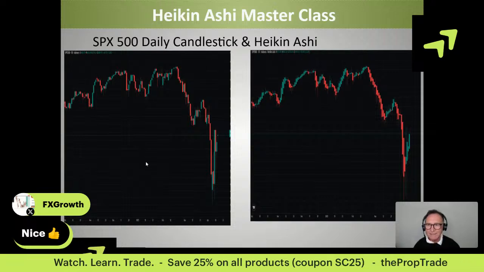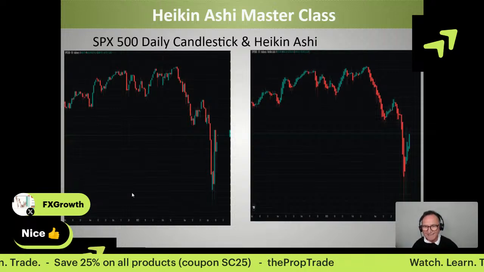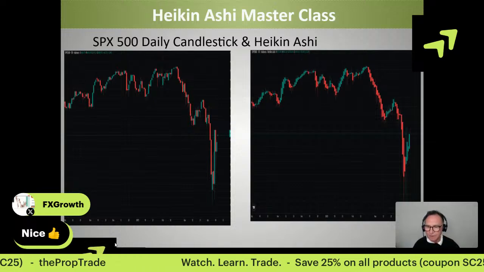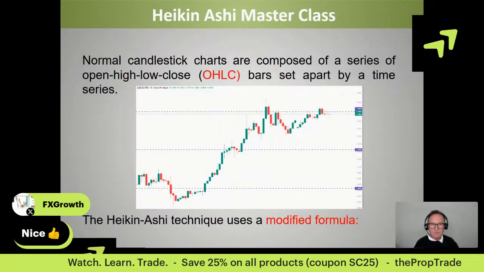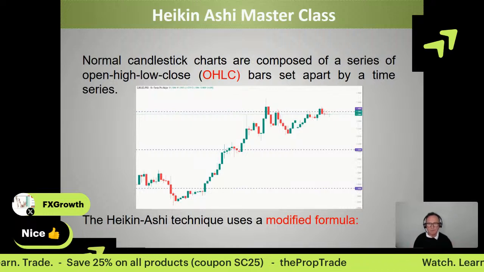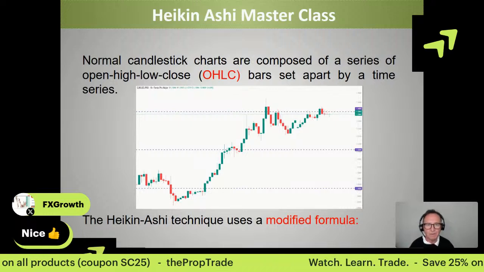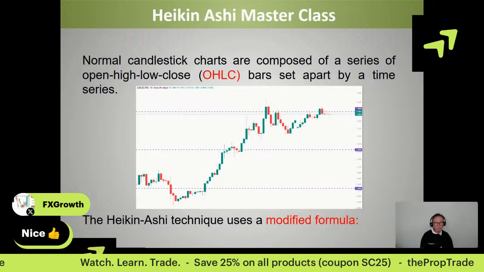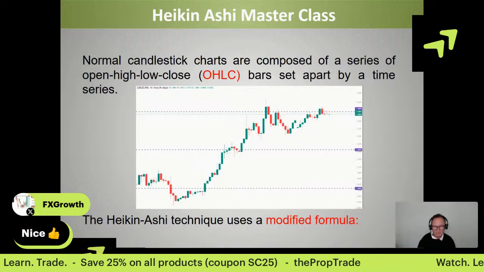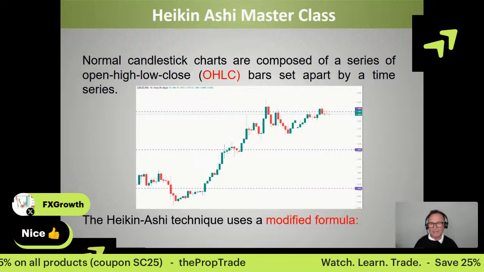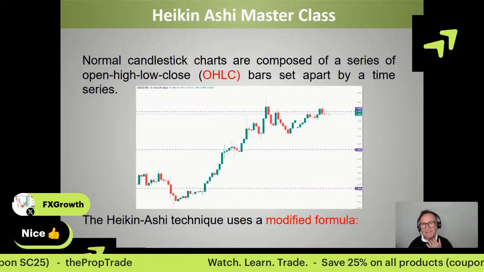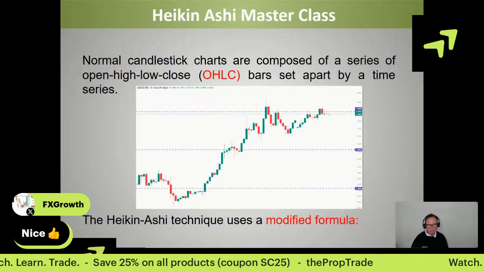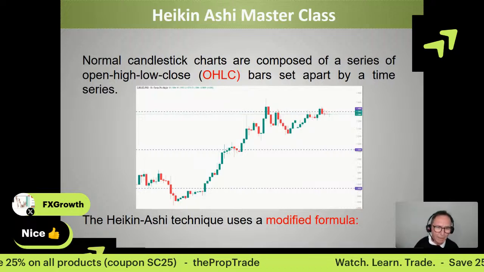So that's Heikin Ashi candlesticks compared to normal candlesticks, what we're used to staring at. Normal candlesticks are composed of a series of open, high, low, close bars set over a time series. Heikin Ashi uses a modified formula. I'm going to show you the formula. I know I've just shown you how easy it is to just click at the charts, but I think it's important that we understand how this is created, so we have a bit of a feel for, or respect for, Homma all those years ago.